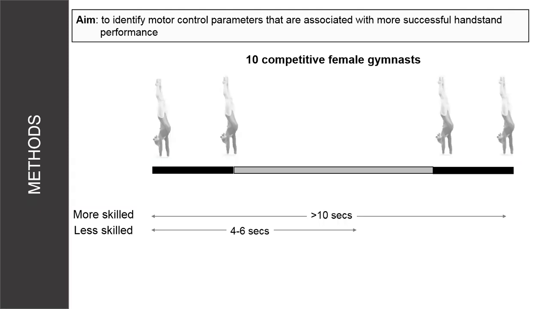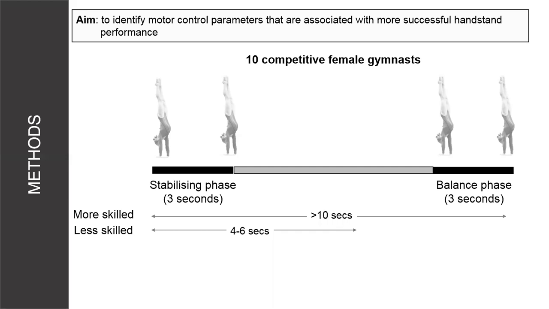So our aim was to identify motor control parameters that are associated with more successful handstand performance. And to underpin this aim, we asked a group of 10 competitive female gymnasts to perform handstands for as long as they could. And this allowed us to form two distinct groups. So the more skilled gymnasts who were able to hold a handstand for longer than 10 seconds, and the less skilled who held the handstand between 4 and 6 seconds.